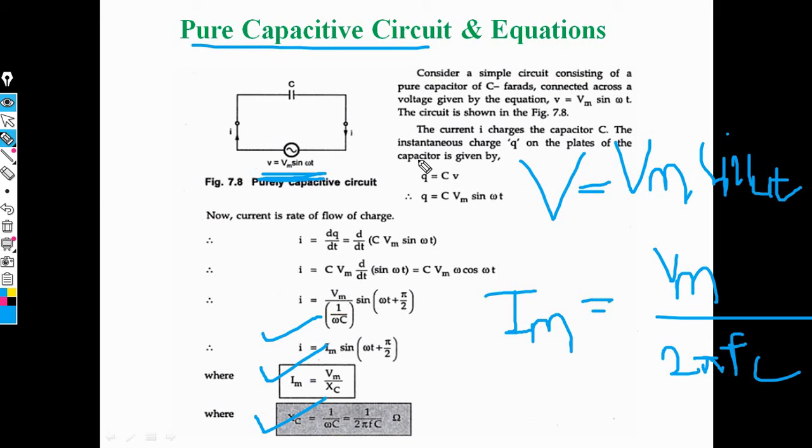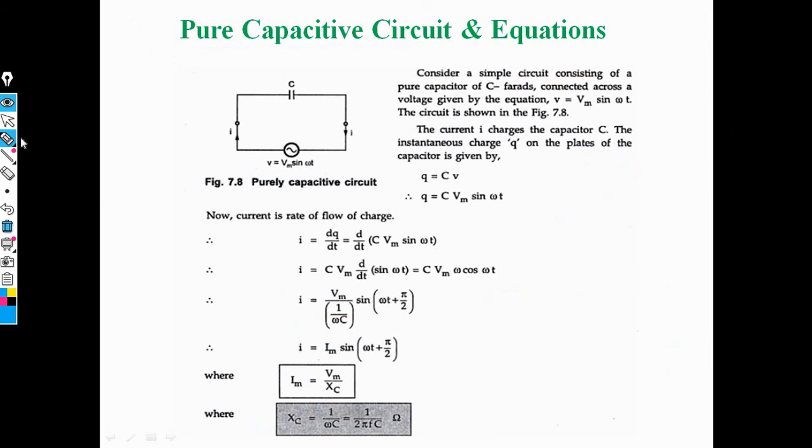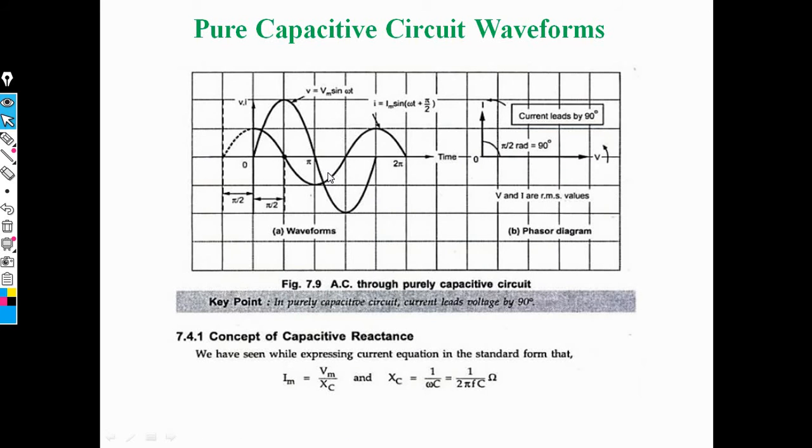Now this is the concept of the pure capacitive circuit, in which we need the equations for voltage, current, maximum current and capacitive reactance. That is X is equal to 1 upon omega C, but omega is equal to 2 pi f, that is 1 upon 2 pi fC, for a purely capacitive circuit. Now we need the waveform. This is the very important part.